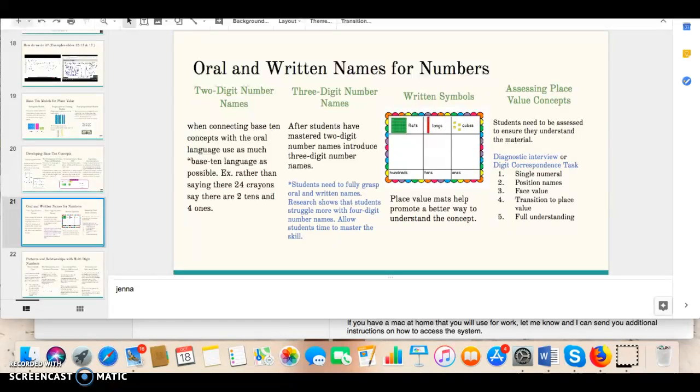Assessing place value concepts. Students need to be assessed to ensure they understand the material. A way of assessing them is diagnostic interview, also known as digit correspondence tasks. This consists of 5 things.